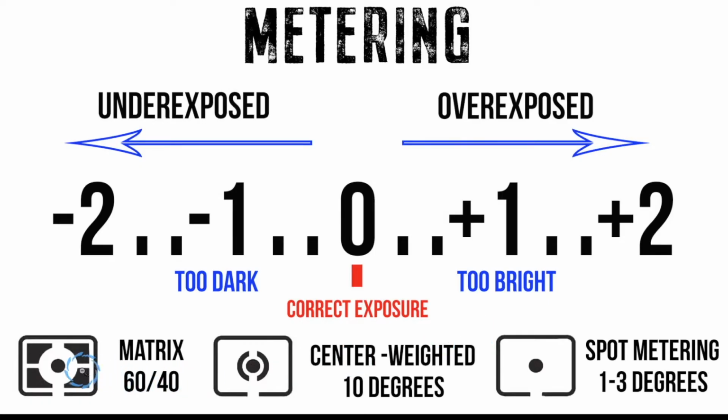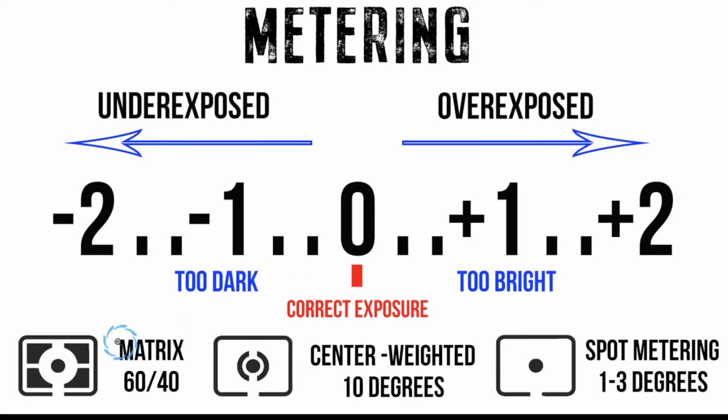So the first thing that we're going to take a look at is down here. We're going to look at this where I have matrix 60/40, center weighted 10 degrees, and spot 1 to 3 degrees. Now, these are three simple basic metering modes. Not every single camera manufacturer uses the exact same terminology, but they're using the same idea. So if I explain what's going on, you're going to be able to set the correct metering mode.